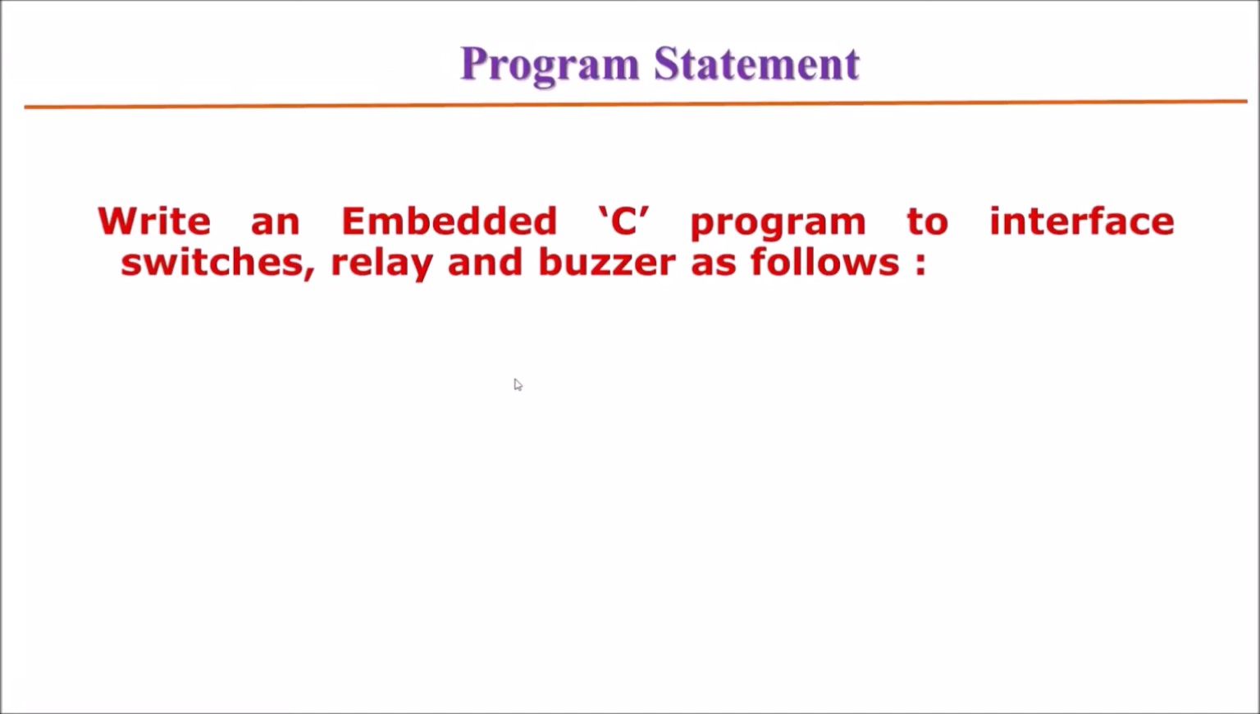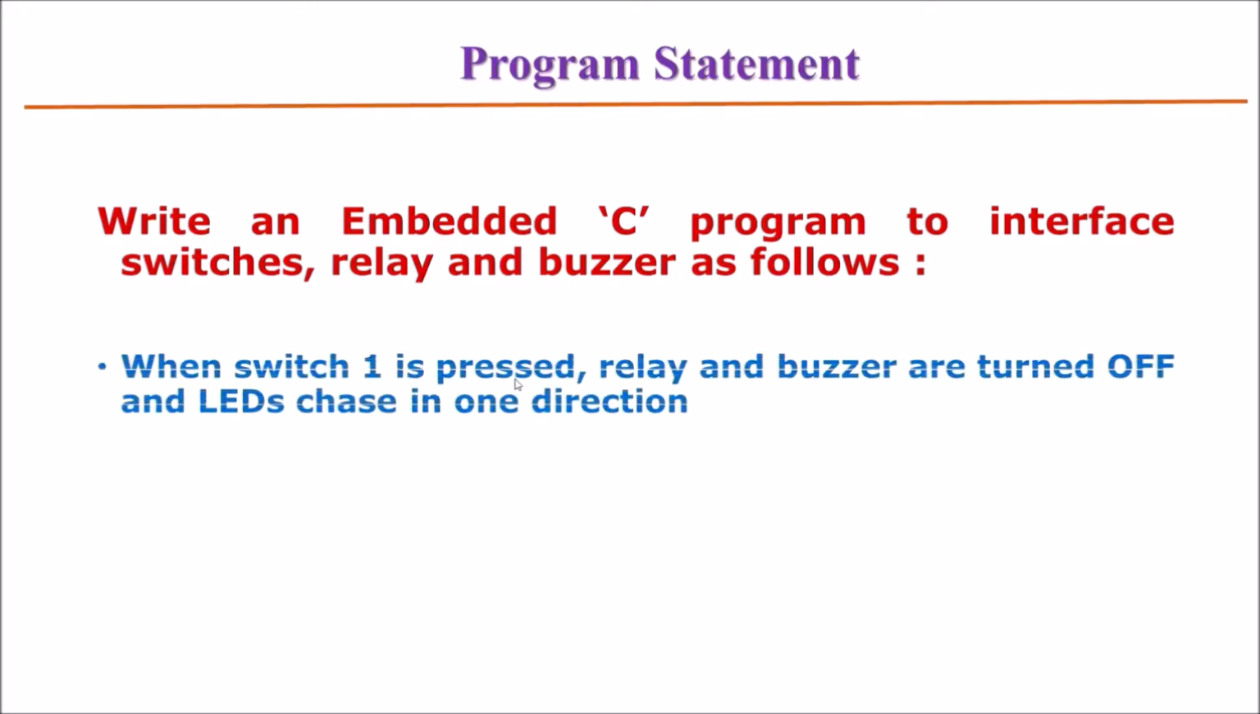So the program statement is: write an embedded C program to interface switches, relay and buzzer and also LEDs to a microcontroller. So we have to write a program such that when switch 1 is pressed, relay and buzzer should be turned off and LEDs should chase in one direction.